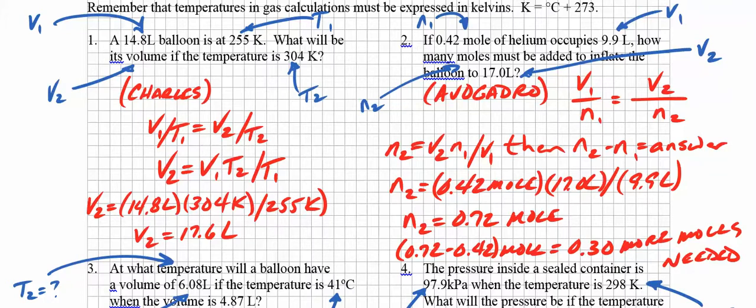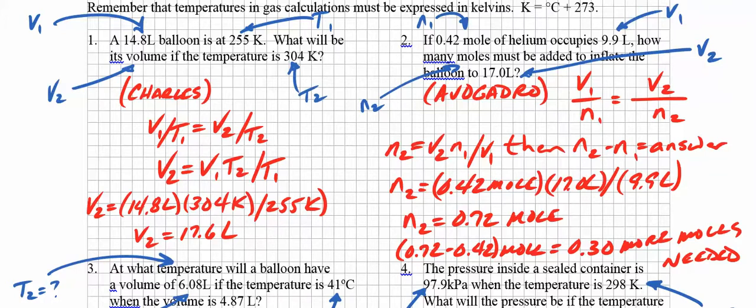So Charles's law says that there's a direct relationship between volume and temperature. As the temperature increases, the volume increases as long as the pressure remains constant. So V1 over T1 is equal to V2 over T2. V2 then is equal to V1 T2 over T1. That's how you algebraically get to what you're looking for, V2.